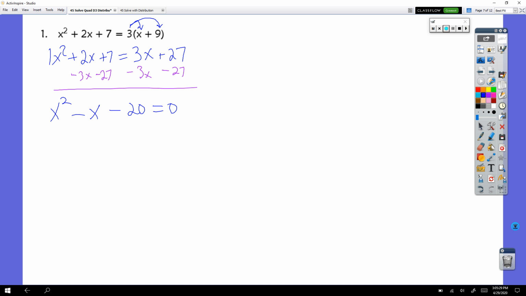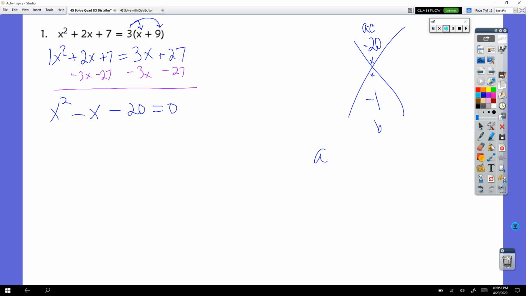So I've got x squared minus x minus 20 equals 0. On the left there are 3 terms, so that gives me a clue that I need to think big X. So I'm going to do a times c, and I'm going to add to b. A times c, I'm thinking 1 times negative 20, and my b term is a negative 1.